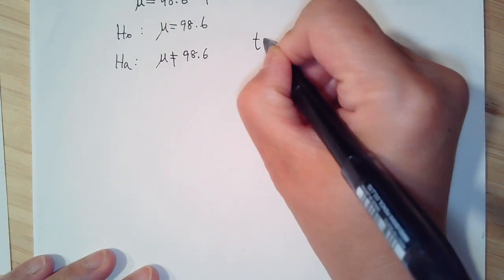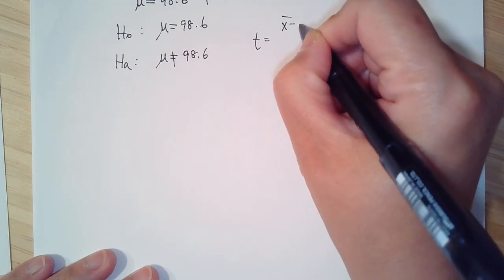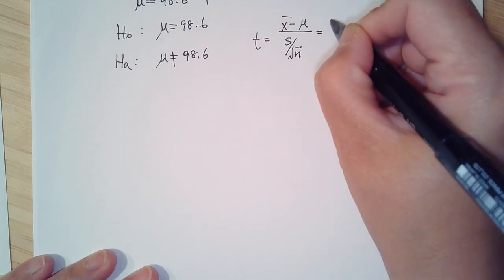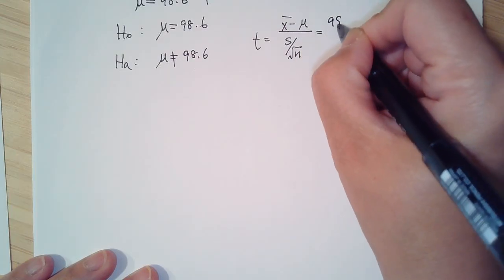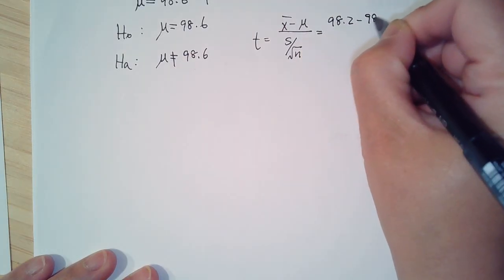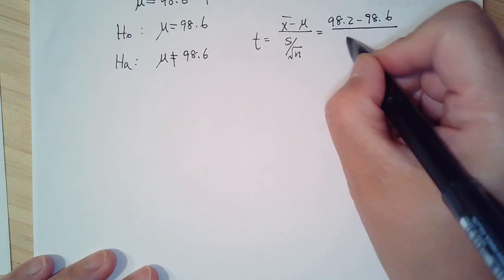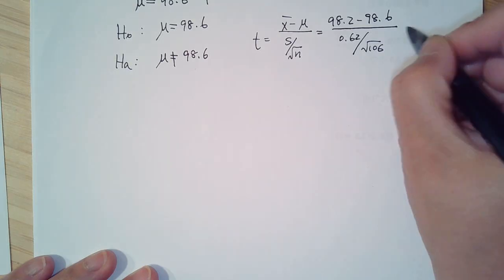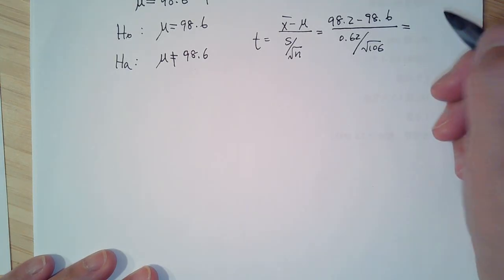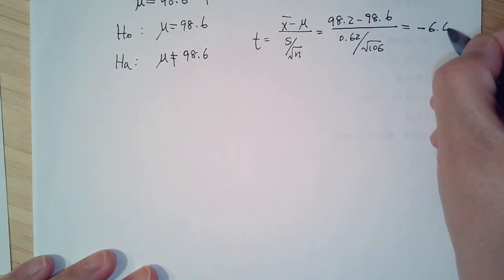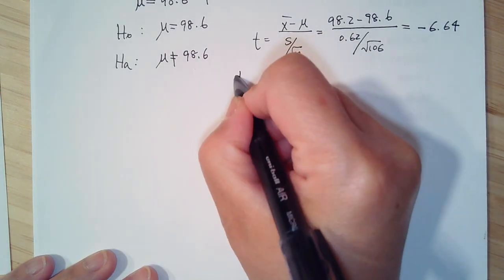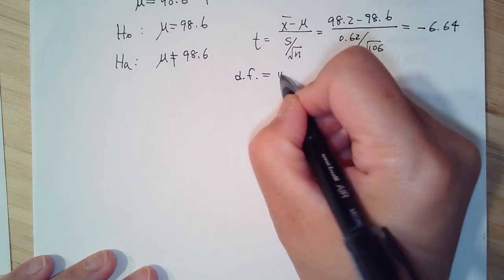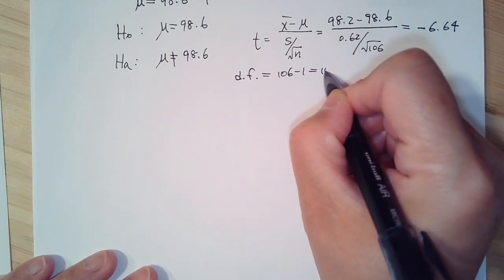t equals x bar minus mu over s over root n. So that would be x bar is 98.2 minus 98.6 divided by s is 0.62 over square root of 106. And I use calculator, I get negative 6.64. All right, now what is the degree of freedom here? Should be 106 minus 1, which should be 105.